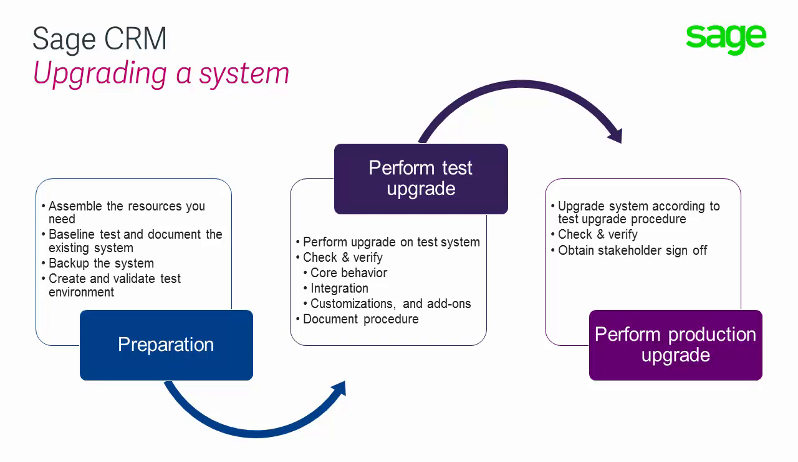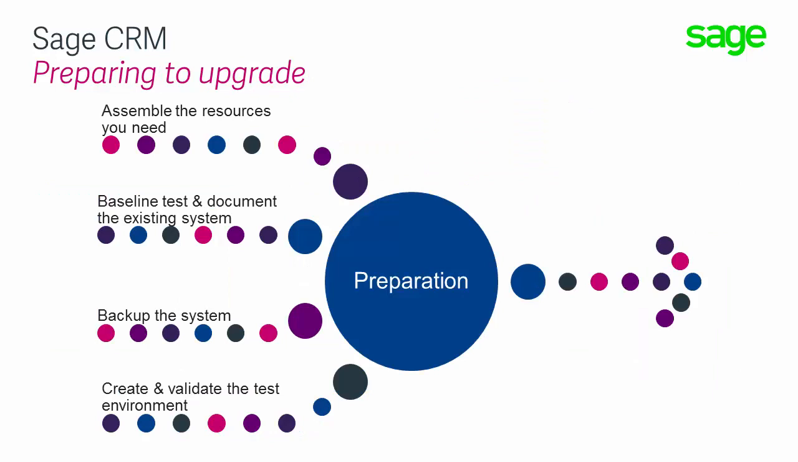Now, of course, anyone who has carried out an upgrade will know that you need to approach an upgrade very carefully. And we can break the process of a customer upgrade into 3 distinct phases. You can have preparation, then the performance of the test upgrade, and then the actual upgrade of the production or live system. Preparation is probably the most important phase for any customer preparing for an upgrade, and this is where partners can very much help customers.